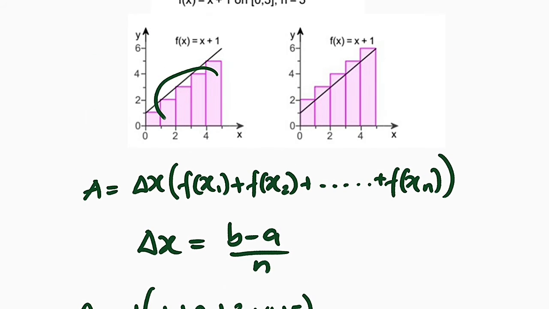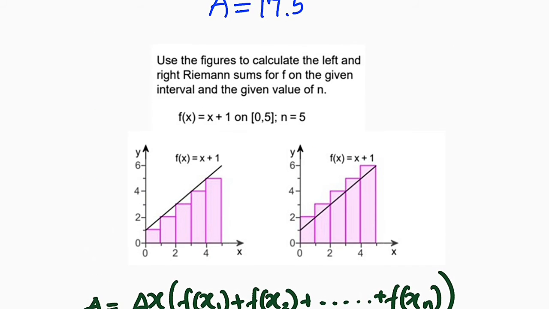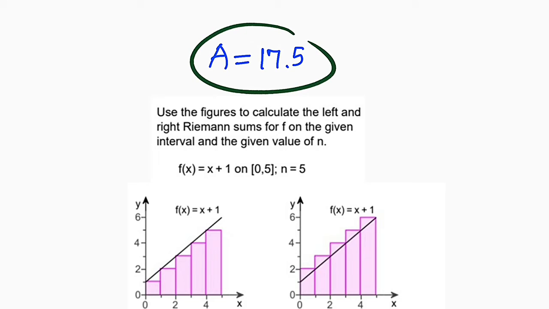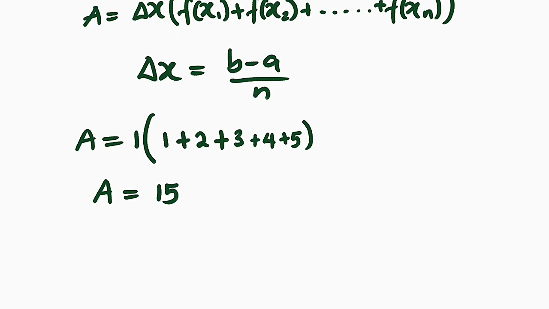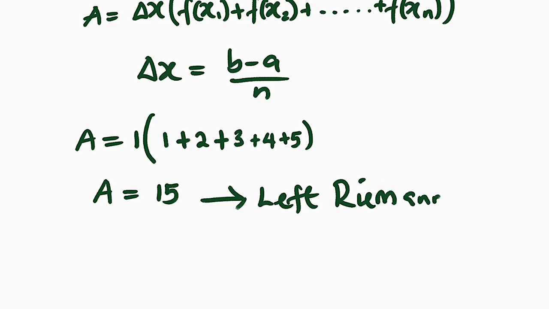So this particular area is 15 units squared, but the actual area is 17, which means that the area is underestimated. But remember, I told you, the more rectangles are inscribed, the closer and closer you get to the actual area. Remember that. So now this is the left Riemann. Let me name it as left Riemann. This is the left Riemann. So let's compute for the right Riemann.